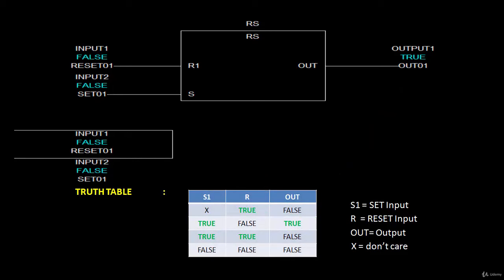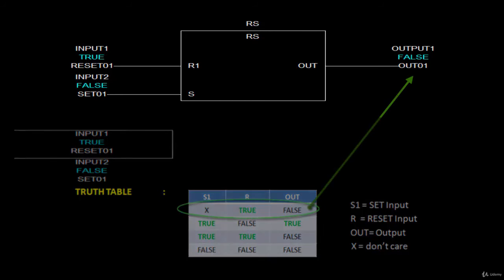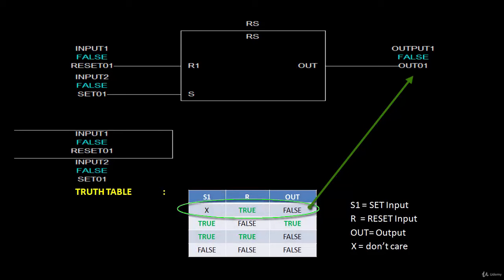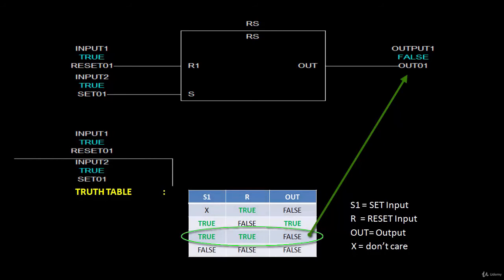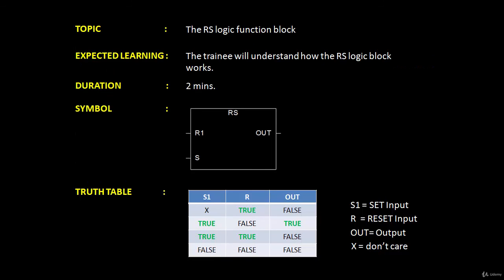If we make reset 01 to logic true, the output is a logic false. If we make reset 01 and set 01 to logic true, the output is a logic false, because this is a reset dominant flip-flop. To recap, output is a logic false if reset 01 and set 01 is a logic true.